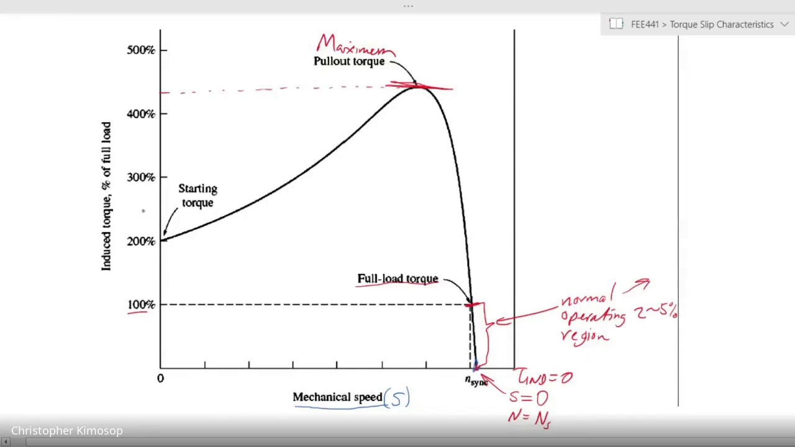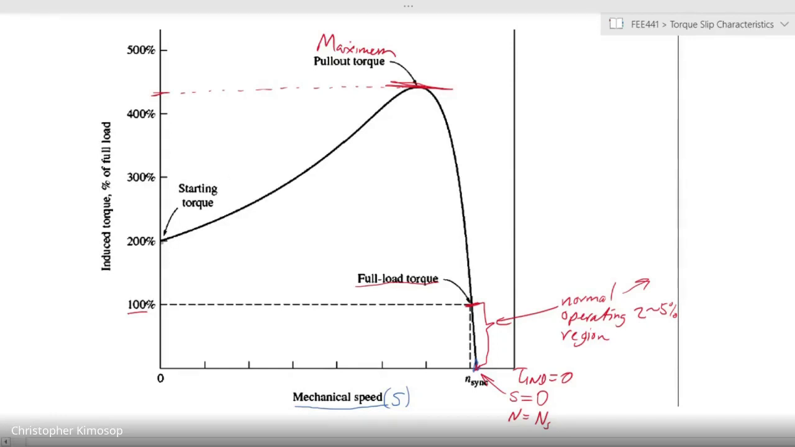This is not fixed. So it doesn't mean that all motors have a 200% starting torque. That is just for purposes of an example. Or the pull-out torque is not necessarily at this point. It can vary depending on the design. But the shape of the curve will remain as this is. It can be elongated, it can be shortened, it can be steeper, but generally there is this incline and then a sharp drop after the maximum torque. And we'll talk about maximum torque in a few minutes.